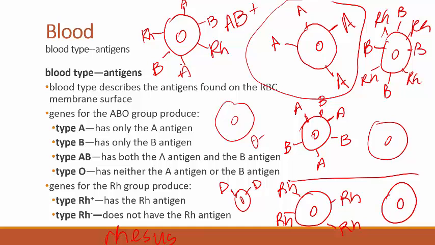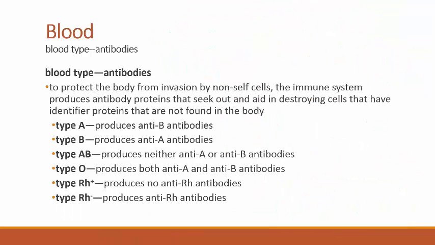Okay, hopefully that makes sense. That's the antigens. Now we need to think about the antibodies. Antibodies are produced by cells of the immune system in order to protect the body from invasion by non-self cells.